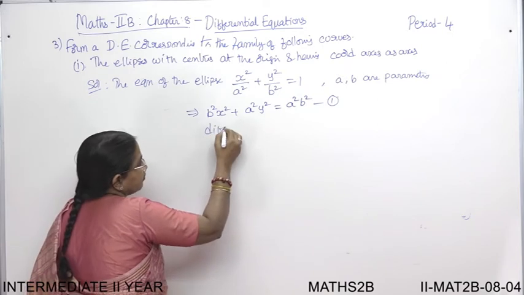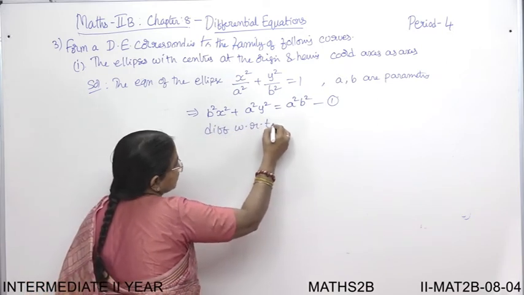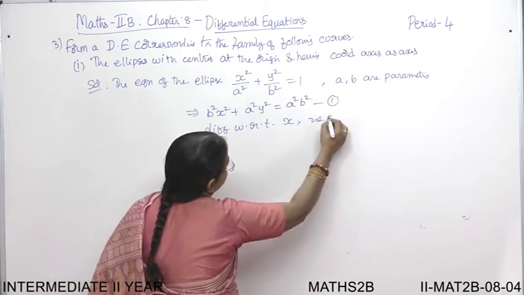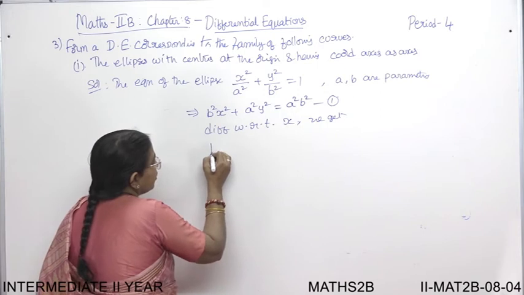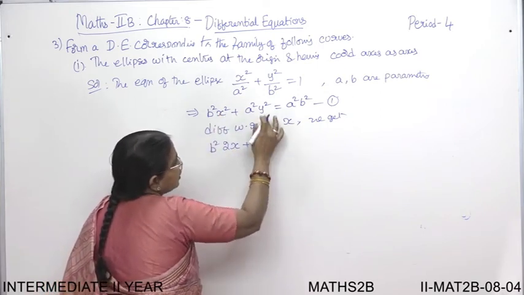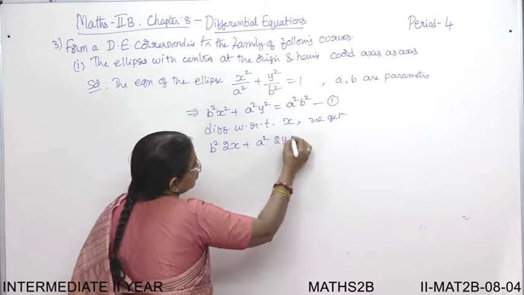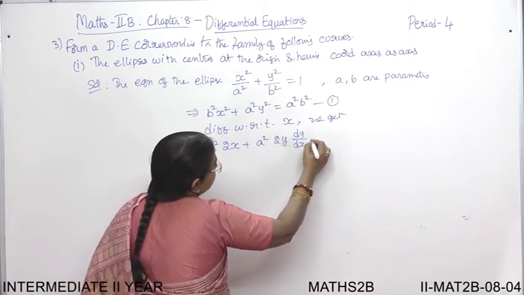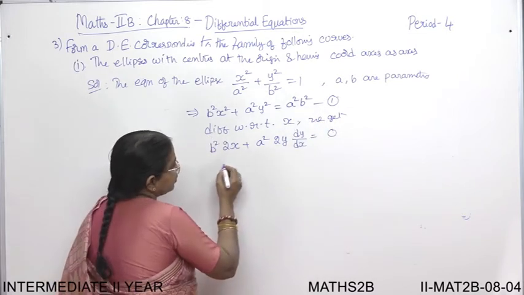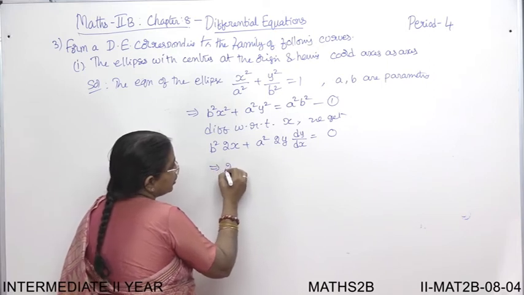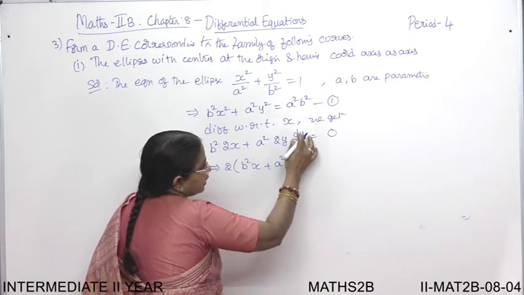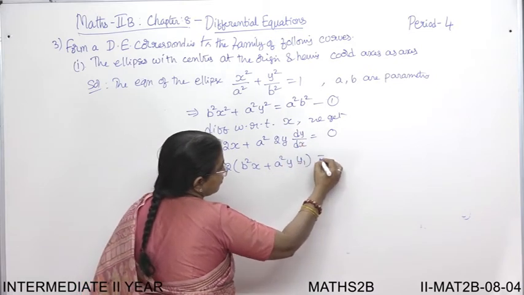Now differentiating with respect to x, you must differentiate 2 times. The first time you differentiate with respect to x, we get the derivative of x square, which is 2x, so b square into 2x, plus a square into the derivative of y square, which is 2y into dy by dx. And the derivative of a square b square is 0. From this you can take 2 common: 2 into (b square x plus a square y y1), where I write dy by dx as y1, is equal to 0.